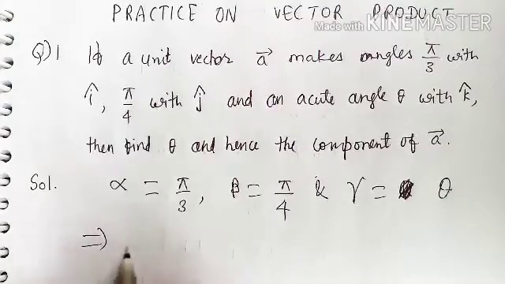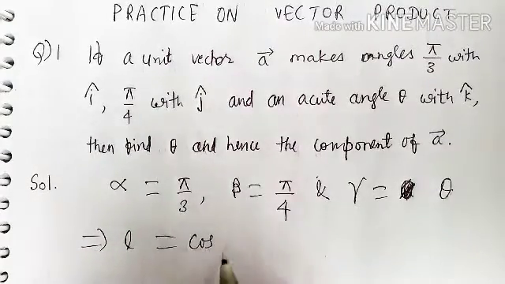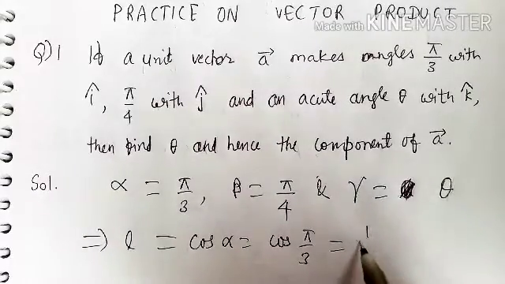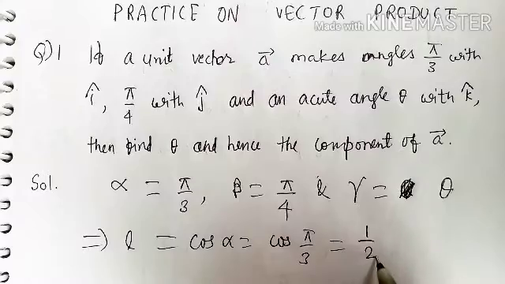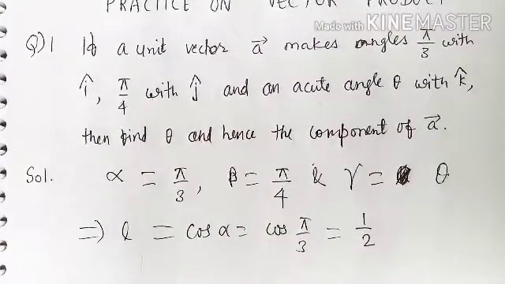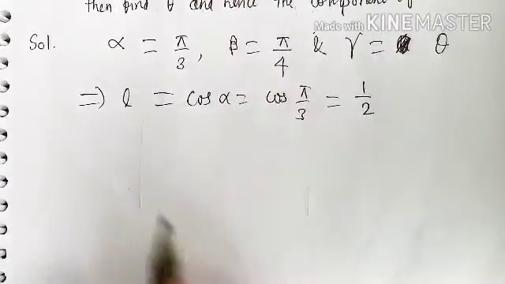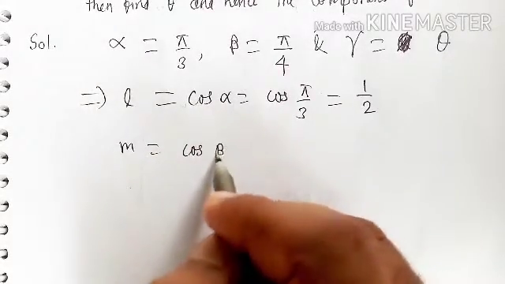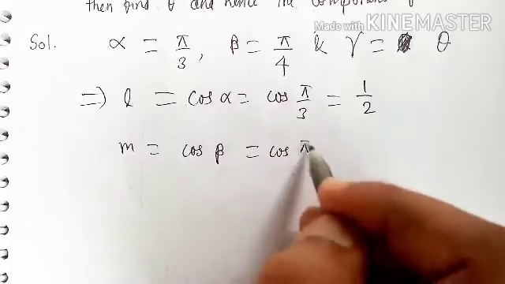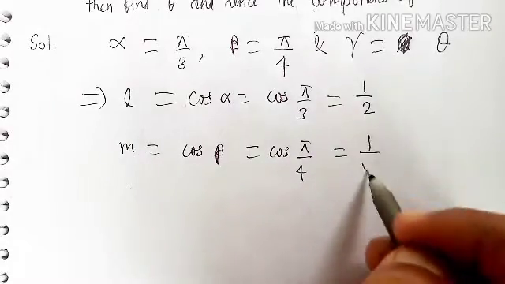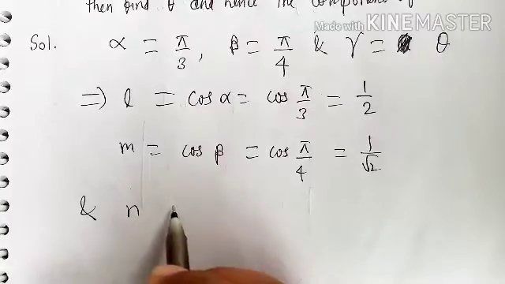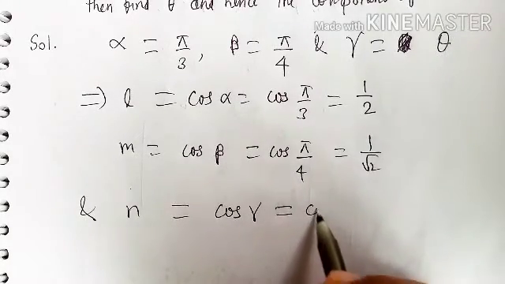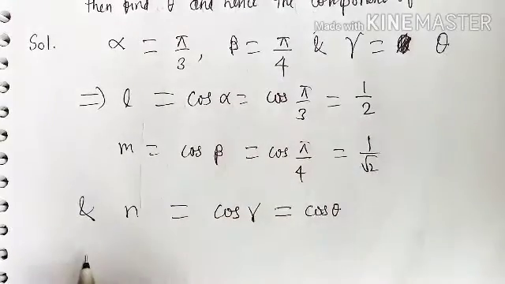This implies that l is equal to cos alpha is equal to cos pi by 3 is equal to 1 by 2. m is equal to cos beta is equal to cos pi by 4 is equal to 1 by root 2, and n is equal to cos gamma. So we have this is equal to cos theta.